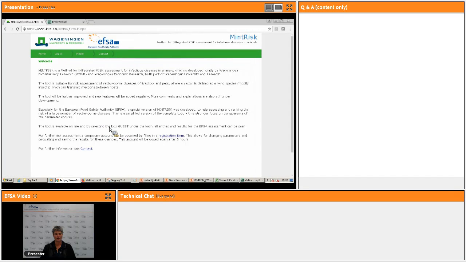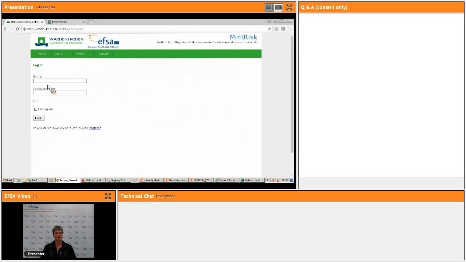You can ask for a guest account. You can tick the box guest at that page. I'm not going to do that now because then I need to log in again. Oh, I will have to log in anyway, so I will show you how that works. You can either tick this box and say I'm a guest, or you create a new login by pressing the button register. I have done that already before, so I will log in now.